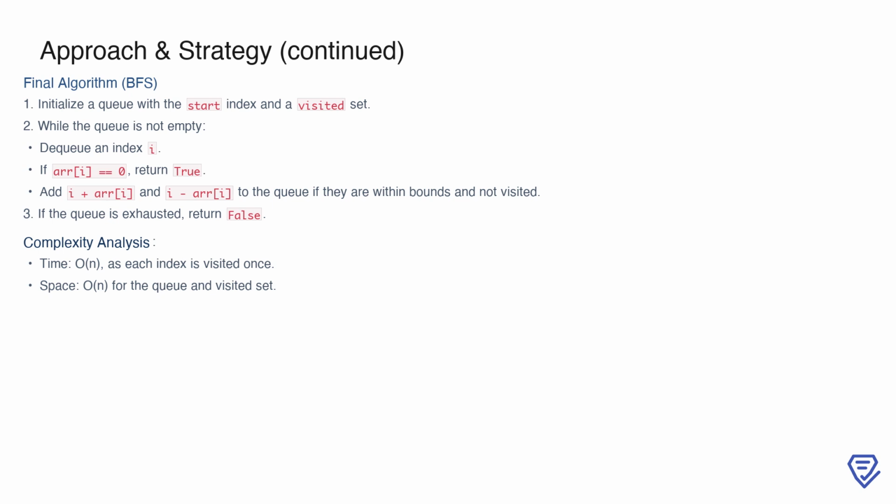This process continues until either a solution is found or the queue is exhausted. If the queue is emptied without finding a 0, we return false. The time complexity of this algorithm is O(n), as each index is visited at most once. The space complexity is also O(n), accounting for the queue and visited set. This ensures an efficient and systematic solution to the problem.